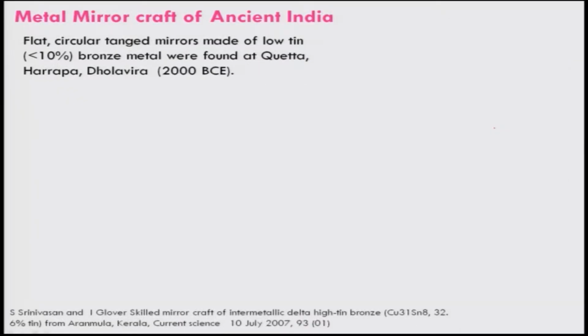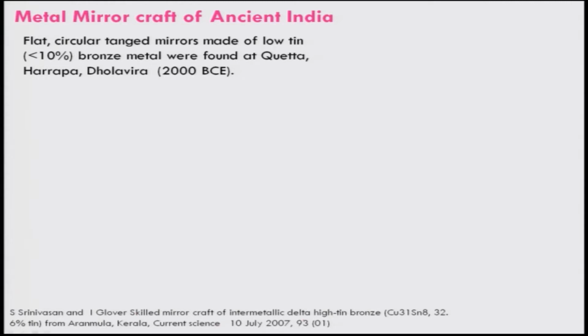So, let me talk about another very interesting thing which I got only yesterday, that is the metal mirror craft of ancient India. The evidence says that flat circular tanked mirrors made of low-tin, around 10% bronze metal, were found in Quetta, the Harappan region and Dholavira around 2000 BC. And this work I have taken from Shraddha Srinivasan and I. Glover, an article which was published in Current Science.